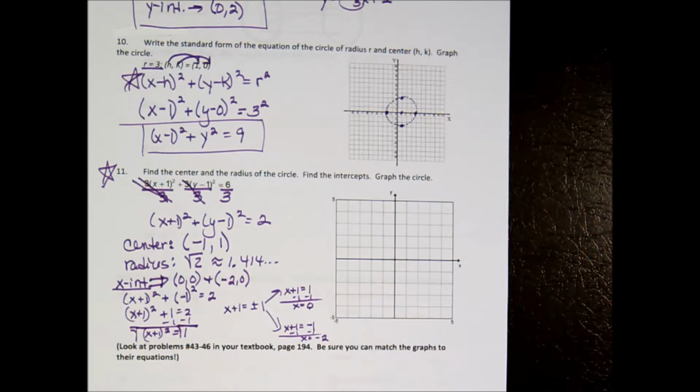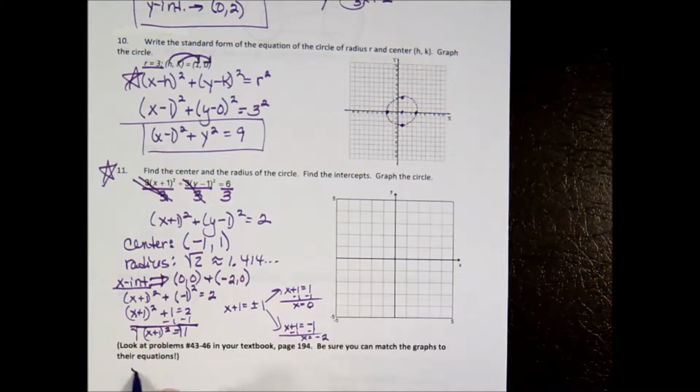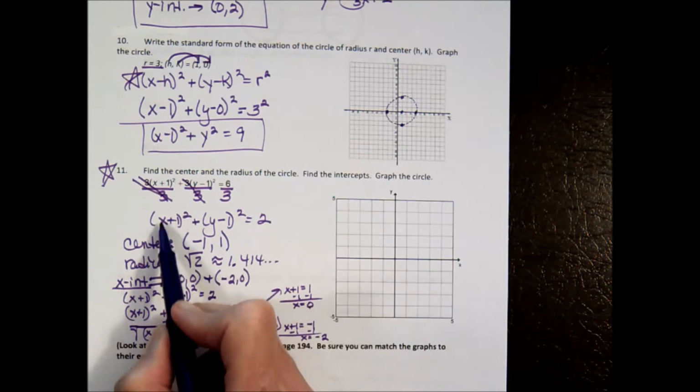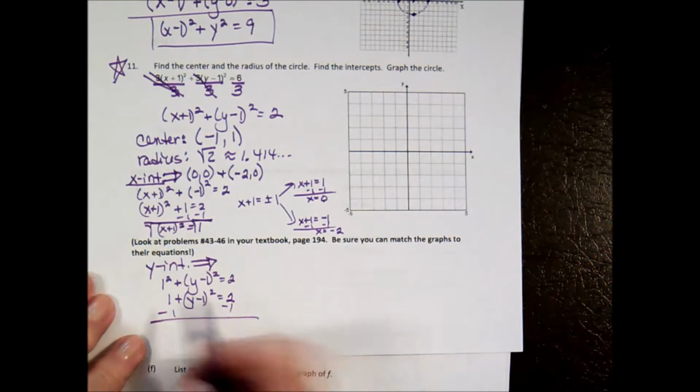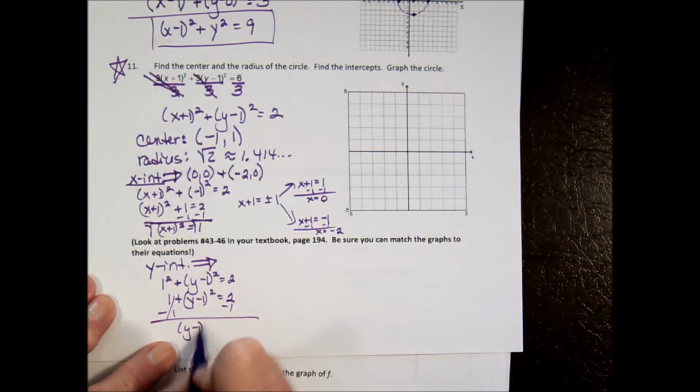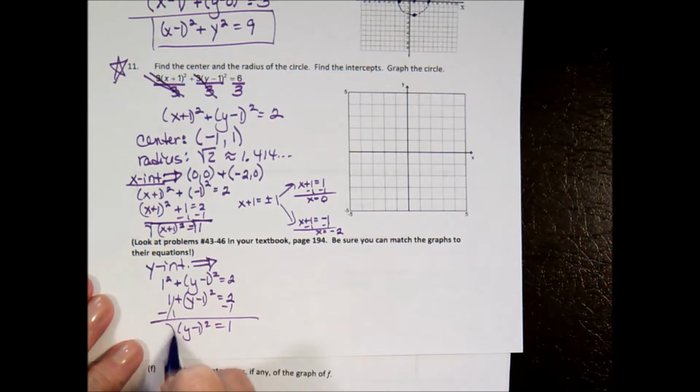Now we want to find the y-intercept. So I'm going to do that down here. I'm kind of running out of room. The y-intercept is where we let x be 0. So going back to my equation, that would be 1 squared plus (y minus 1) squared equals 2, or 1 plus (y minus 1) squared equals 2. I'm going to subtract a 1 from both sides. That gives you (y minus 1) squared equals 1. And I'm now going to take the square root of both sides.